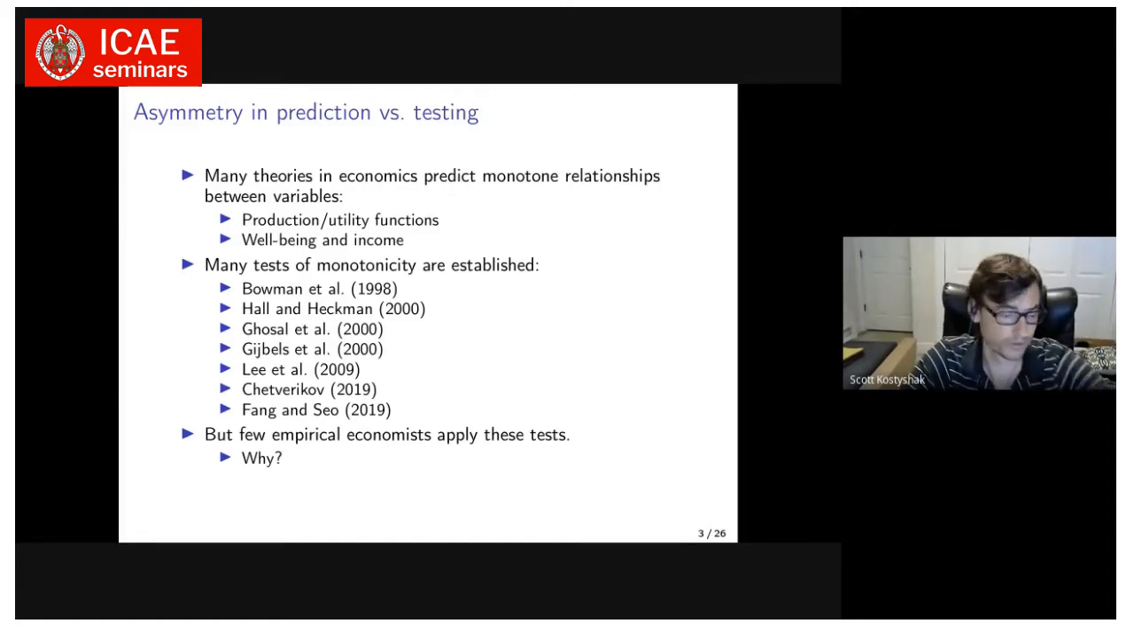Just to point out a couple, there's still recent work being done, for example the Chetverikov and the Fang and Seo 2019 papers. Those tests have nice properties. They have uniform size control, and they're asymptotically non-conservative, which suggests they have good power. But few empirical economists apply these tests. We really don't see them used in practice, and that's our big motivating question: why aren't these tests of monotonicity being used to test what are basically predictions of monotonicity?